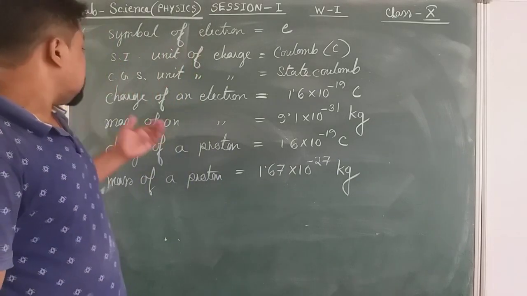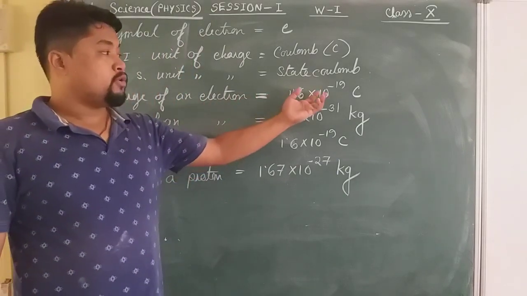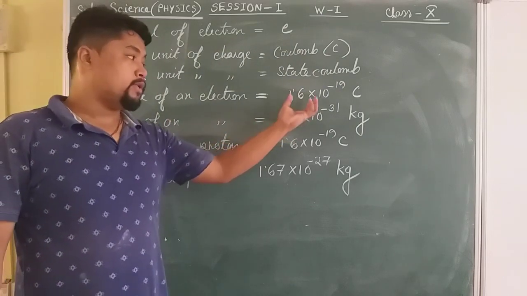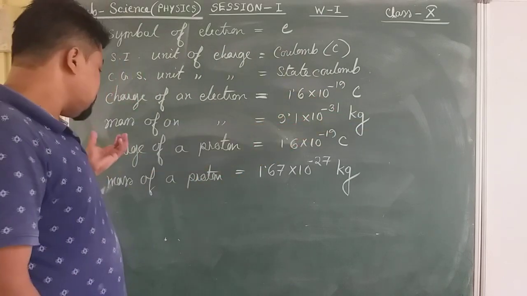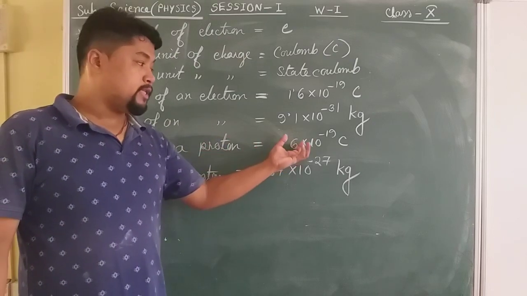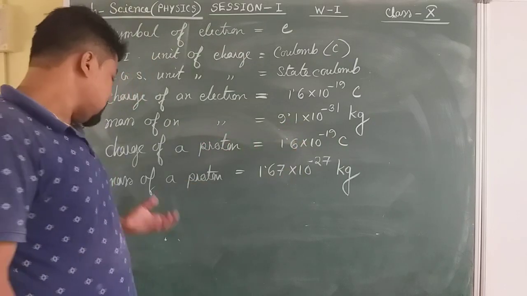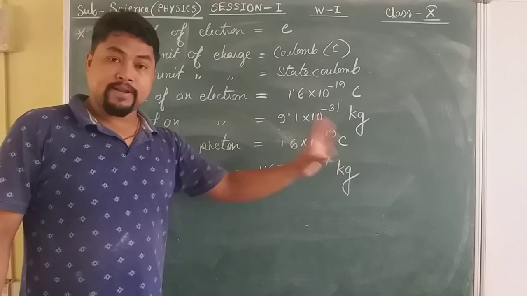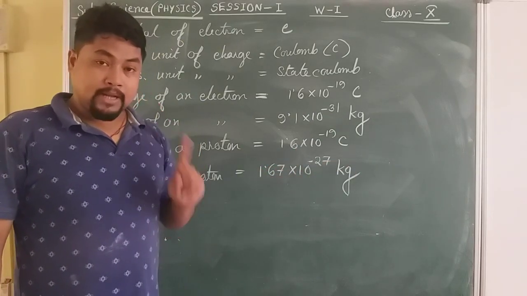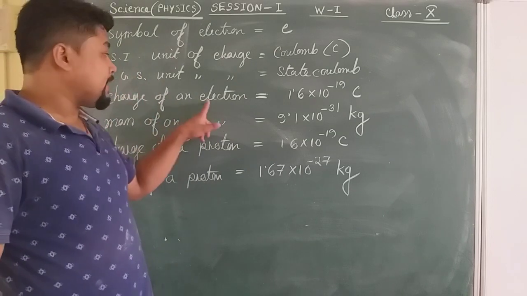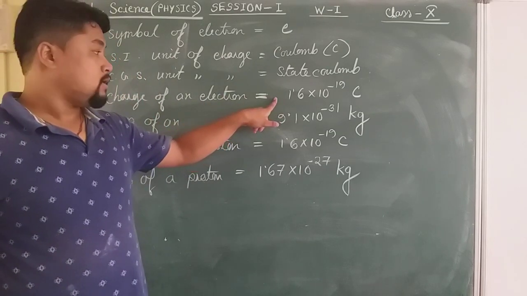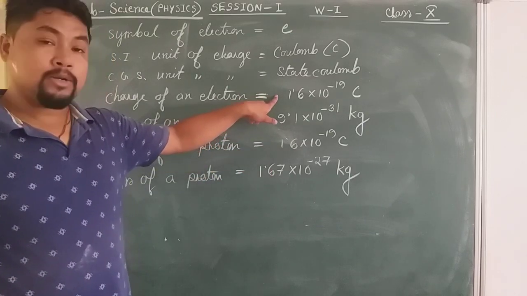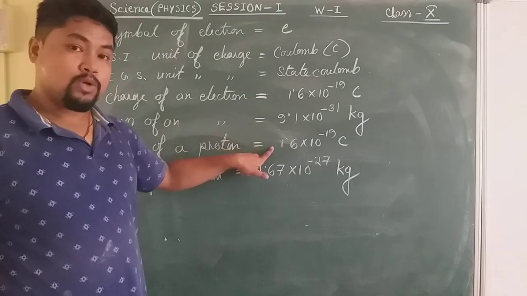Right? So charge of an electron is 1.6 into 10 to the power minus 19 coulomb. Mass of an electron is 9.1 into 10 to the power minus 31 kg. Charge of a proton is 1.6 into 10 to the power minus 19 coulomb, and mass of a proton is 1.67 into 10 to the power minus 27 kg. But electron is negative charge, okay? Proton is positive charge. So here minus 1.6 and here plus 1.6.